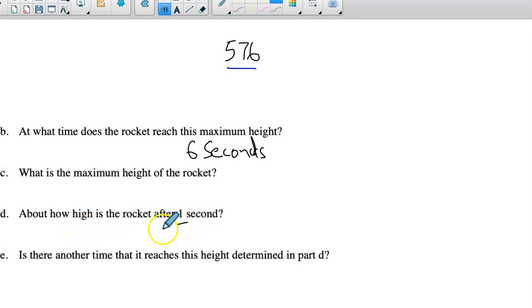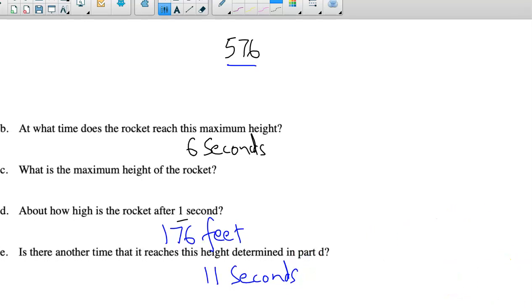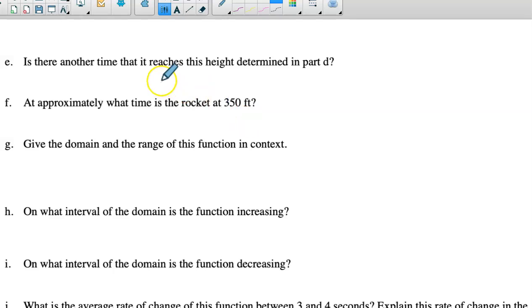In 1 second it reached 176 feet. Is there any other time? Yes, you have seen in the 11th second, right? In 11 seconds it reaches 176 again. And next slide here. Is there any other time? Yeah, that's covered there in the previous slide.